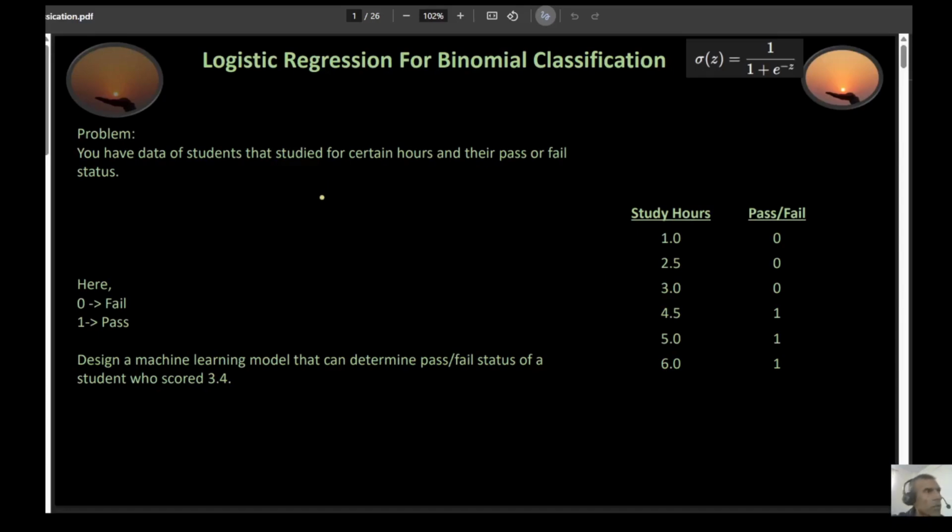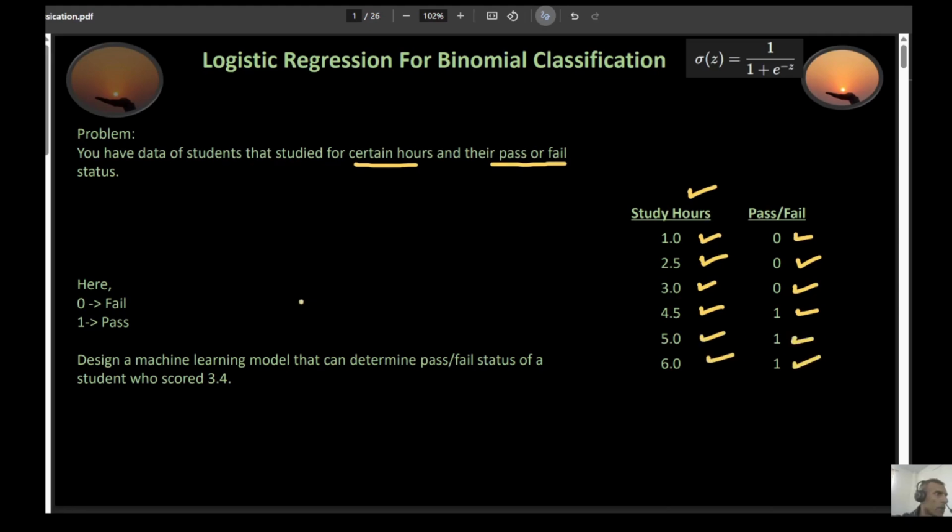Suppose you have data of students that studied for a certain number of hours and also their pass or fail status. This student studied for 1 hour. His status is 0. 0 means he failed. This student studied for 2.5 hours. He failed. 3 hours, failed. 4.5 hours, he passed. 5 hours, passed. 6 hours, passed.